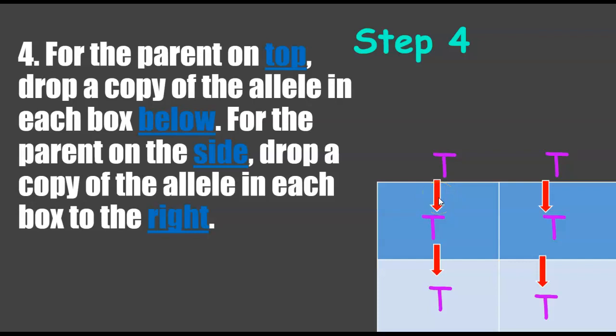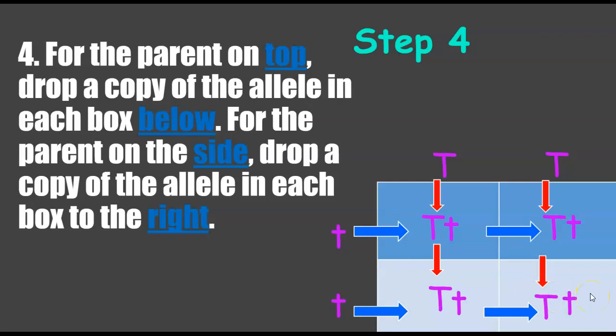And then for the second parent, you'll put them on the side, which remember was the mom with the lowercase t's. So here's a lowercase t. Instead of going down, because there's no down to go, you're going to go across like this, and you're going to put it second. You always want to have the capital or the dominant trait first, and then the lowercase. So there's little t, little t, little t, little t, little t, little t.